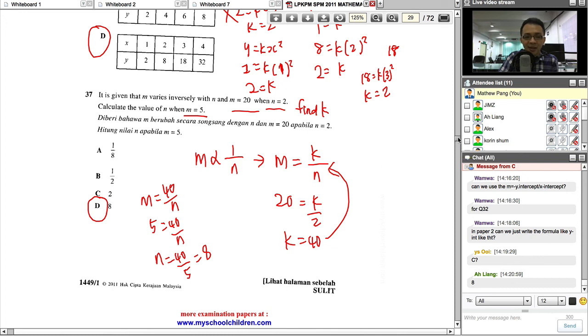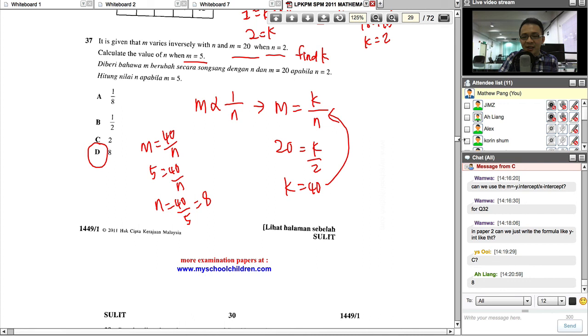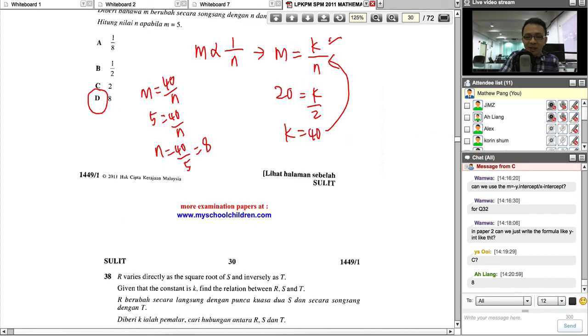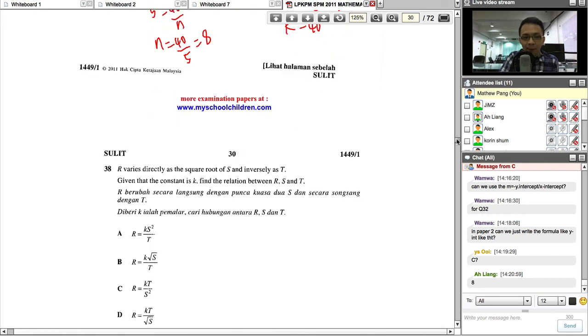Okay, you must understand what is the meaning of inversely. Inversely means you will always get 1 over. And then remember, must add on the constant k into it. And k is always on the top.